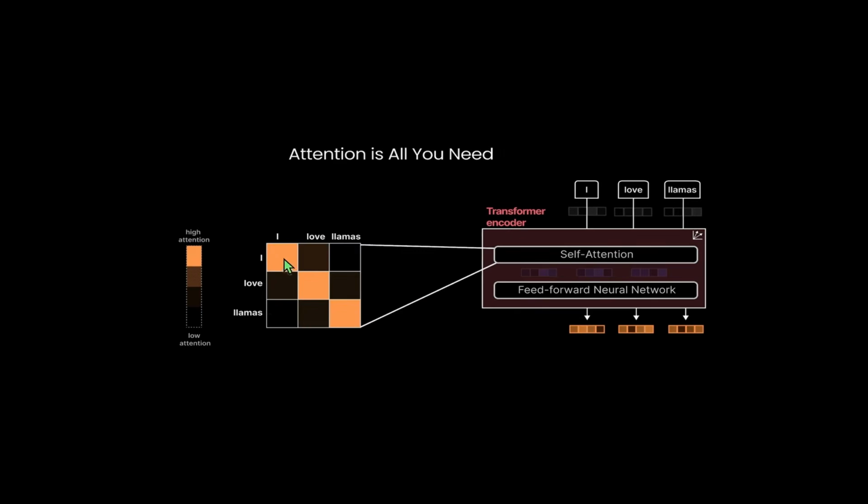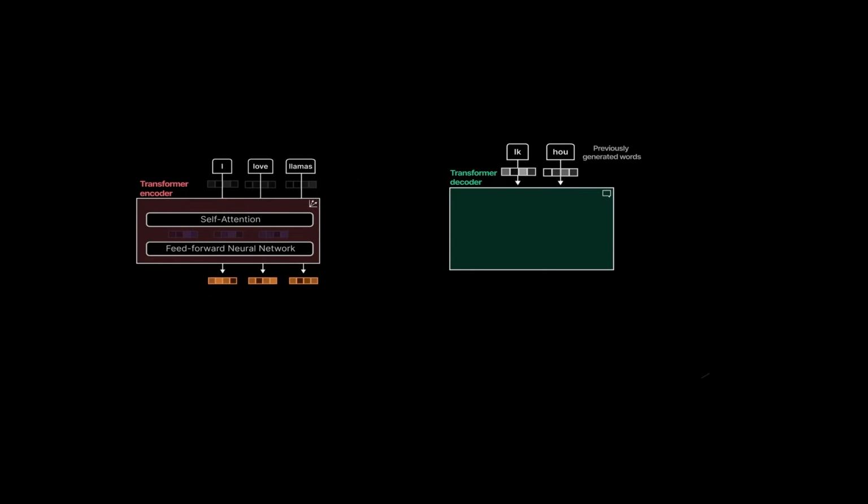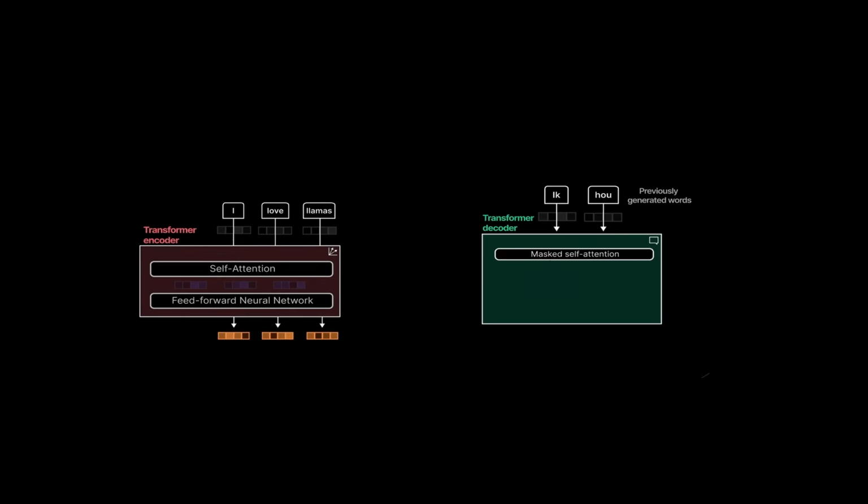The data then moves into the self-attention layer, which helps the model understand how each word relates to every other word in the same sentence. For example, in the sentence, "I love llama," the model learns that I and love are strongly connected, while llama is less related to I. The self-attention mechanism computes these relationships, producing encoded values that represent contextual meaning. These encoded values are then passed through a neural network for further processing.